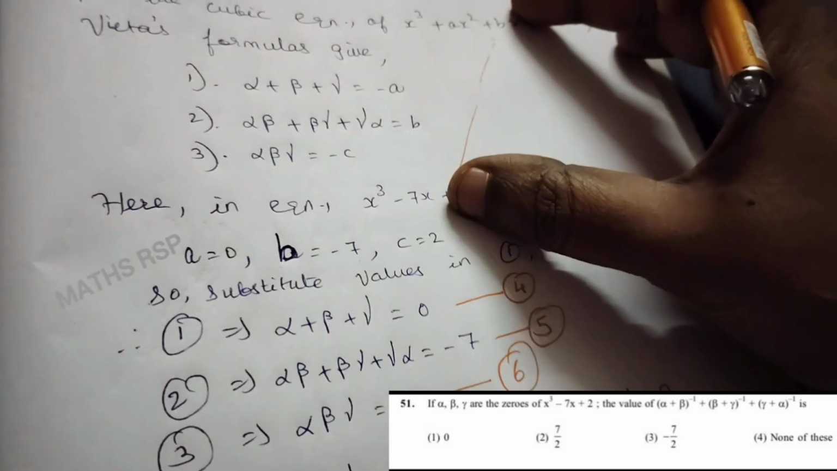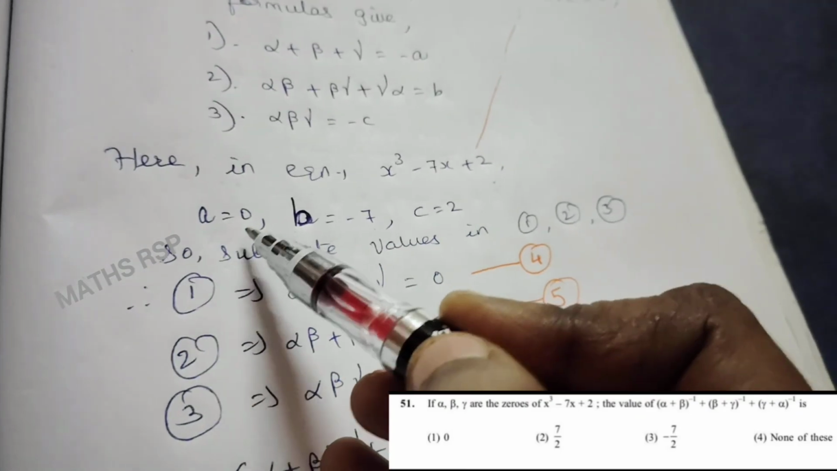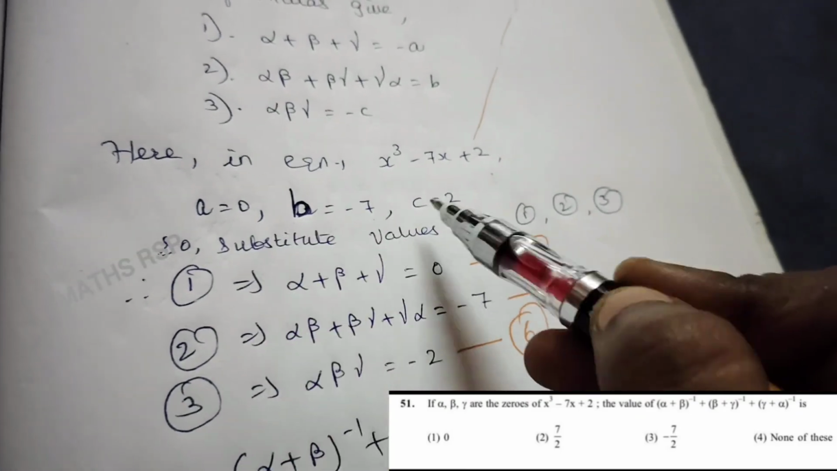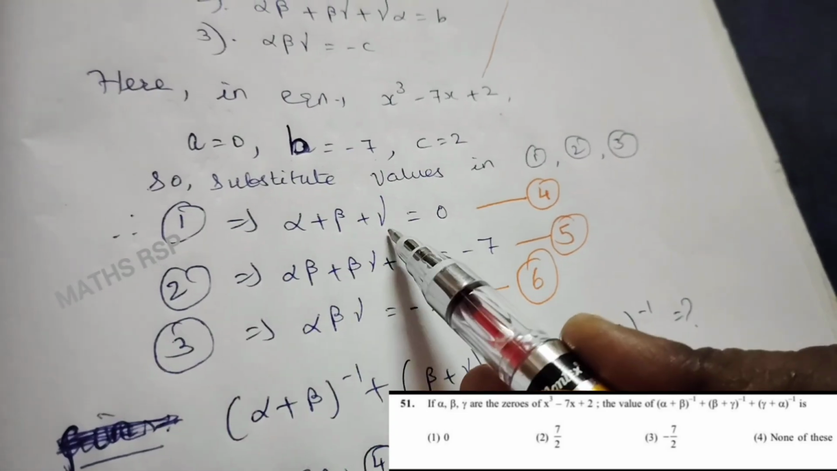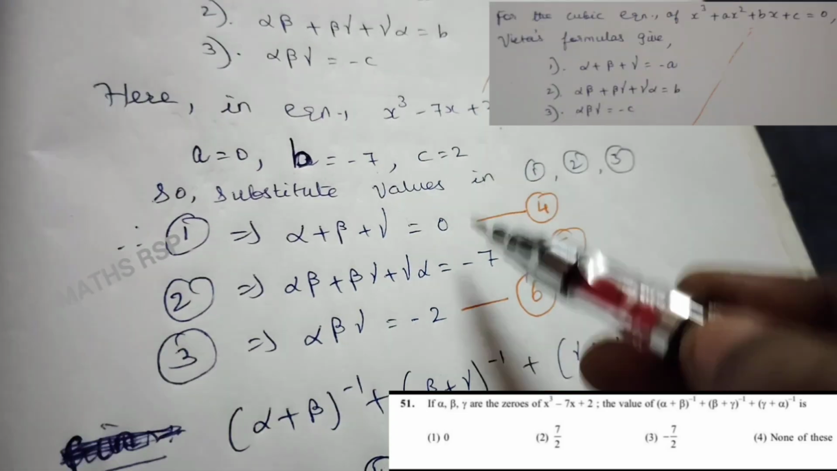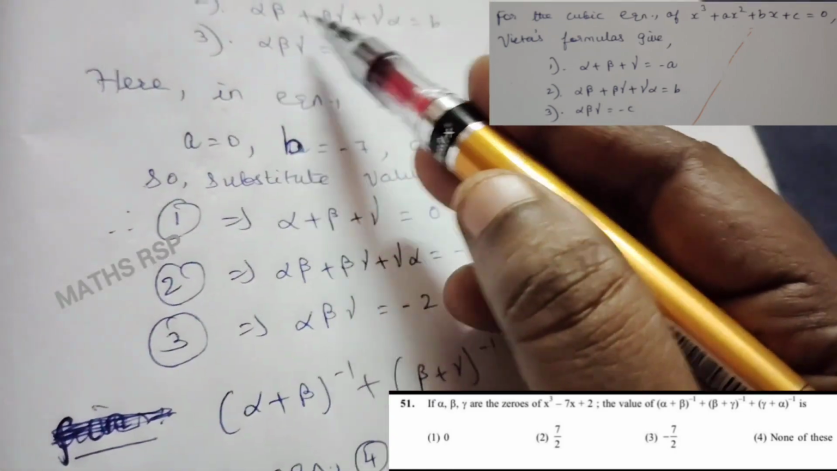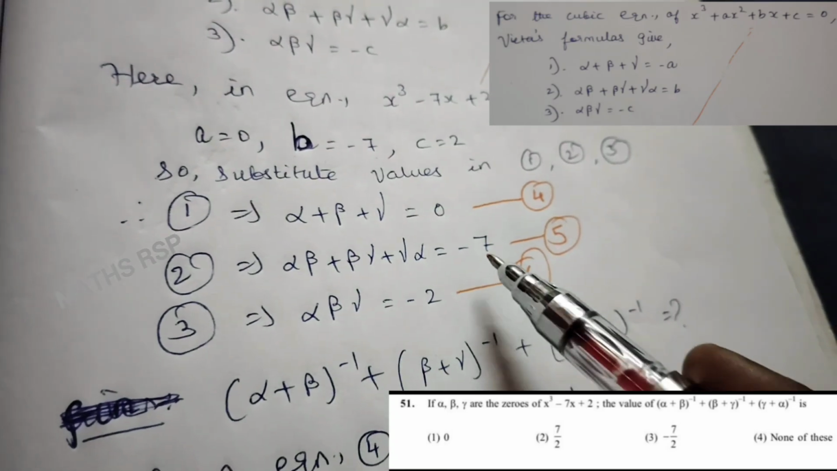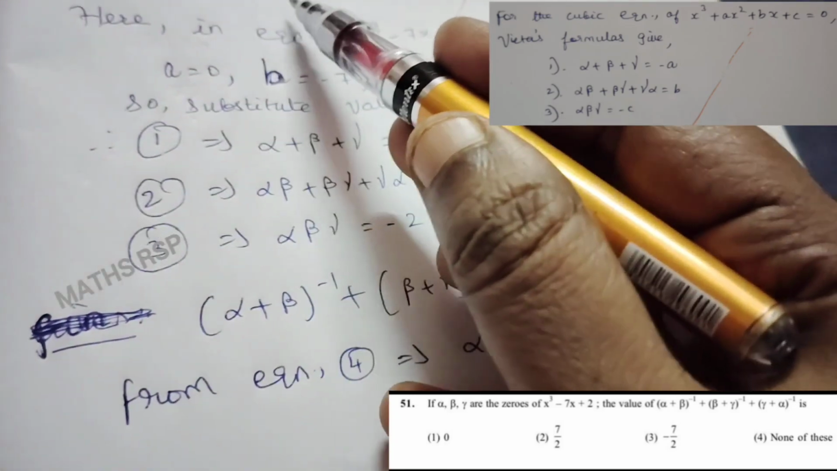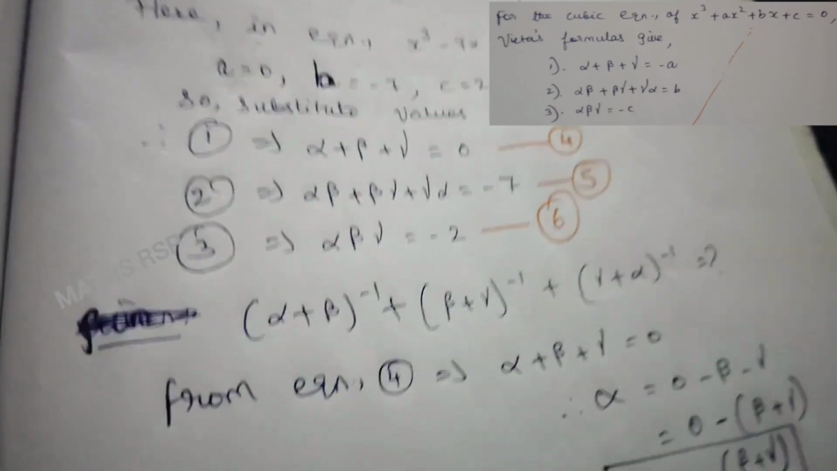So by comparing these two expressions, we can write like this. Substitute values in 1, 2, 3: a equal to 0, b equal to minus 7, c equal to 2. We need to substitute these three values in these three expressions. So alpha plus beta plus gamma equal to a value, which is 0. I consider this equation 4. Alpha beta plus beta gamma plus gamma alpha equal to b, so minus 7. Third one, alpha beta gamma equal to minus c, so minus 2.